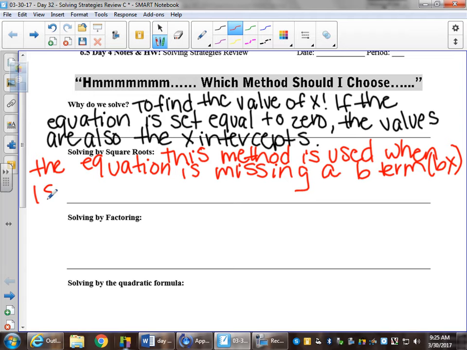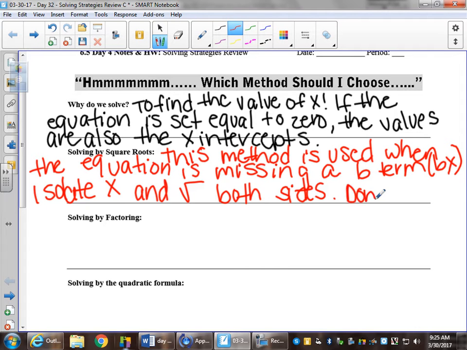You're going to isolate x and square root both sides. We're just writing how we solve. Isolate x and square root both sides. A little note, don't forget the plus or minus. Because whenever we take the square root of something, it's x equals plus or minus that number.